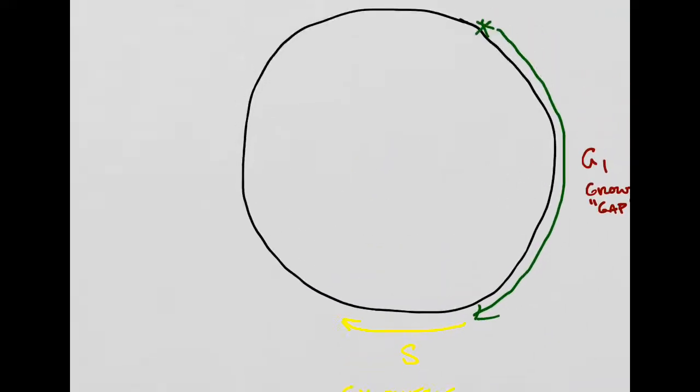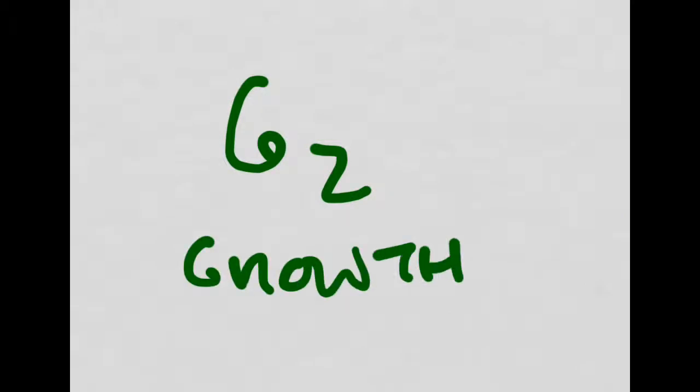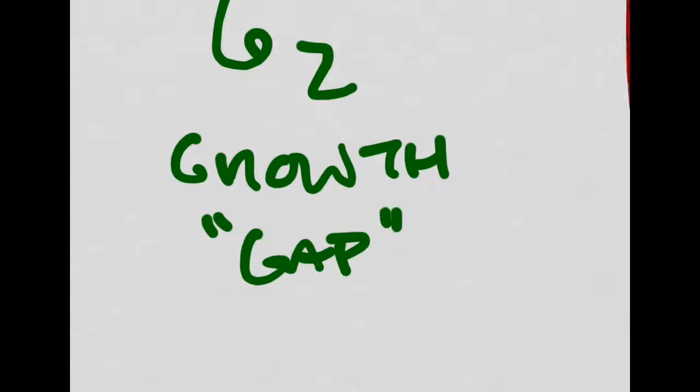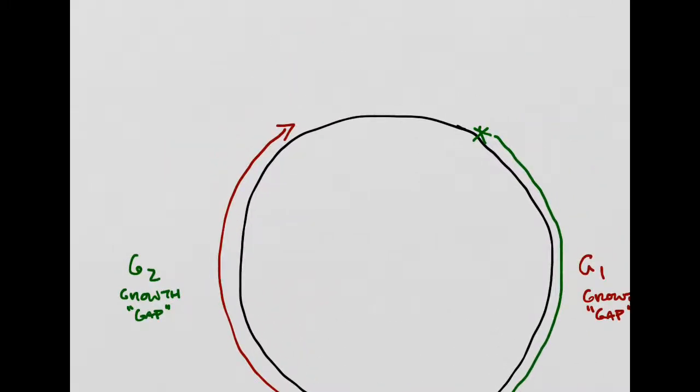And then we go to the next thing, which is drawing a red arrow, or red arc, I should say. And this is going to be our G2 phase. And again, same as G1, it's also known as growth or gap. I think I put quotes around gap on the other one, so I'm doing it here. And then we end at the top here, in blue, with what we call the M phase.